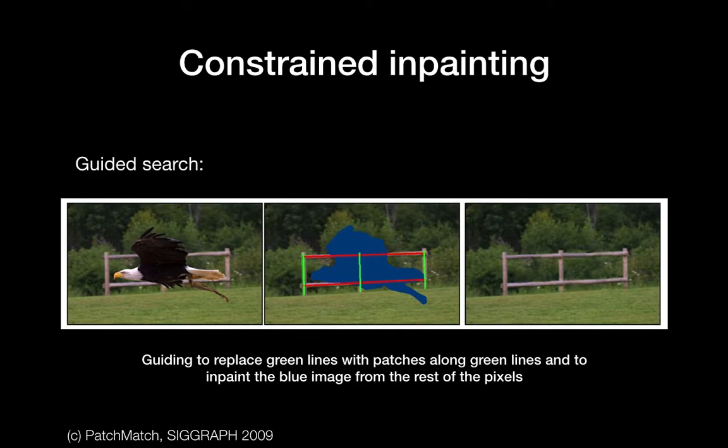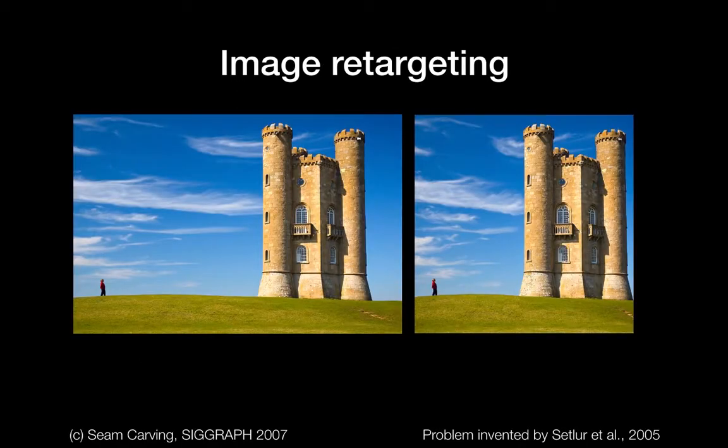What is good about this is that you're reducing your search space by a lot, because you're just searching along these lines and not at other places. It just replicates everything, and for the background it propagates information from the surrounding pixels. Now we'll talk about retargeting for some time, and that's it.